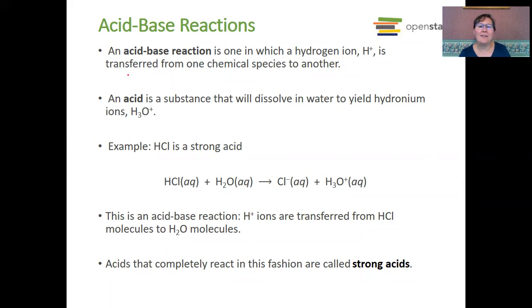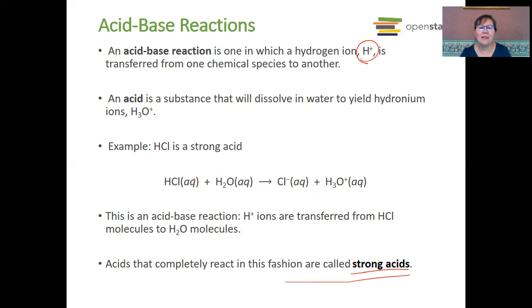Okay, so here we have an acid-base reaction is one in which a hydrogen ion, H+, is transferred from one chemical species to another. So what could we mean by that? Well, you could say HCl aqueous plus H2O aqueous forms chloride ions and H3O+. In this case, we've transferred that. All of the strong acids will do this type of a reaction. Okay, and then we have some weaker acids that don't do it quite to that level.